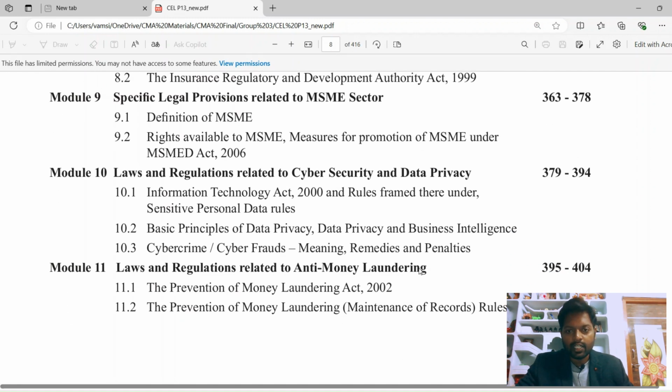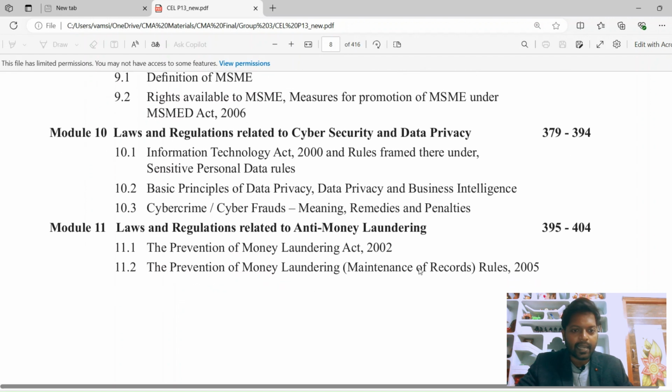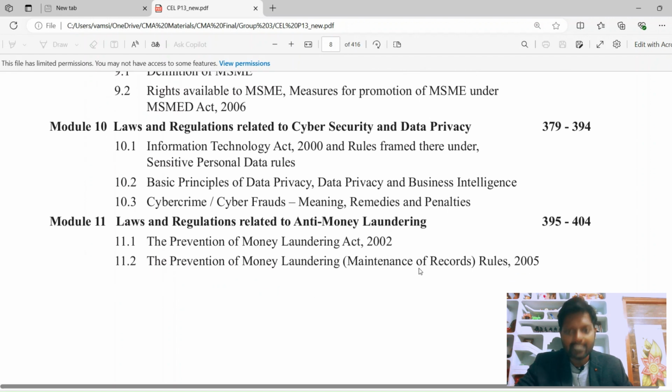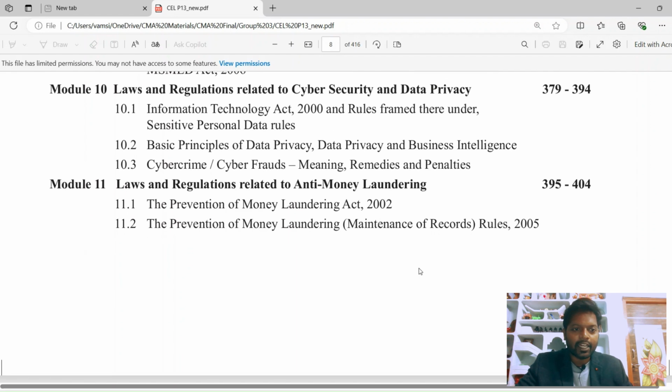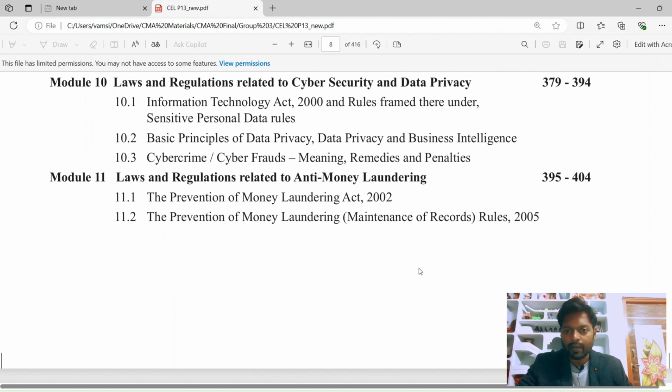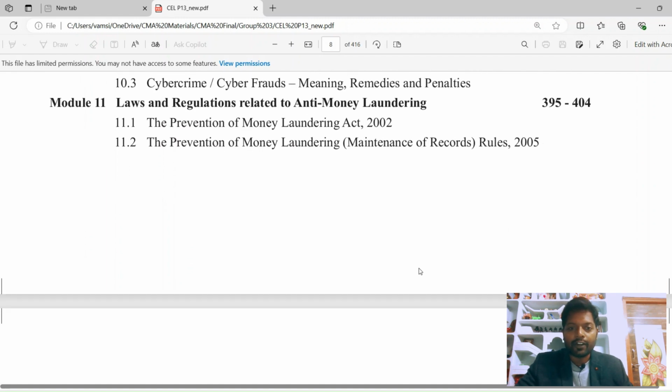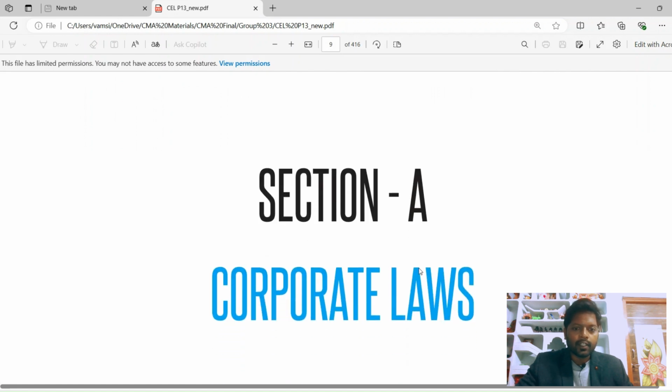Module 10, laws and regulations related to cyber security and data privacy: 10.1 Information Technology Act 2000 and rules framework therein, sensitive personal data rules; 10.2 basic principles of data privacy and business intelligence; 10.3 cybercrime, cyber frauds, meaning, remedies and penalties. Module 11, laws and regulations related to anti-money laundering: 11.1 the Prevention of Money Laundering Act; 11.2 the Prevention of Money Laundering (Maintenance of Records) Rules 2005.